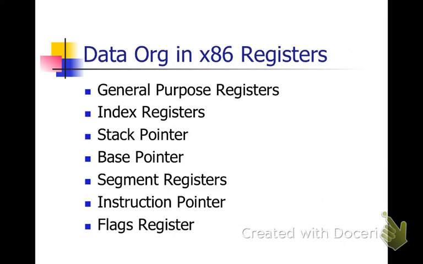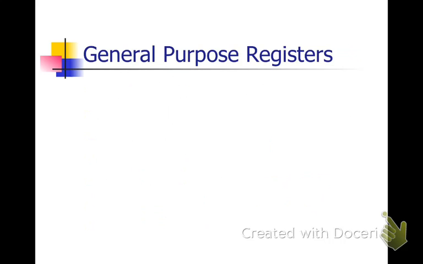Let's talk about our registers. Okay, so many of these we've already talked about. These are all the different types. Let's go over them individually. The general purpose registers are 32 bits long.